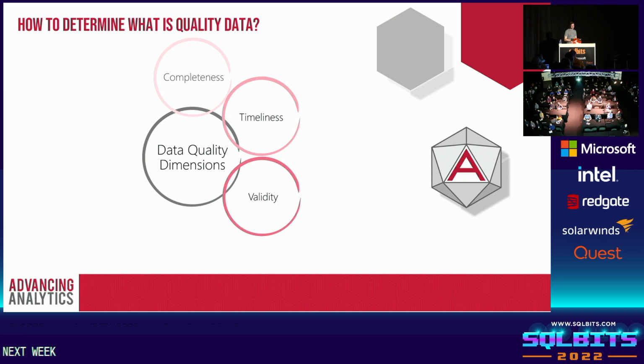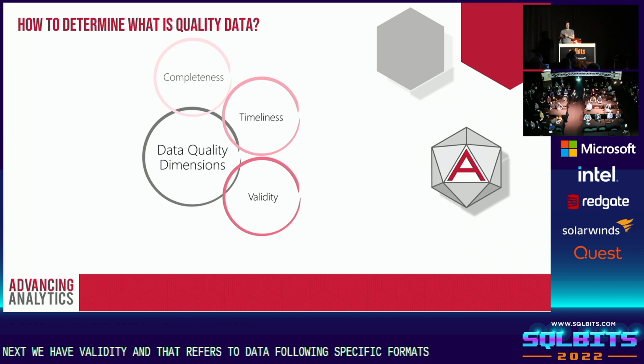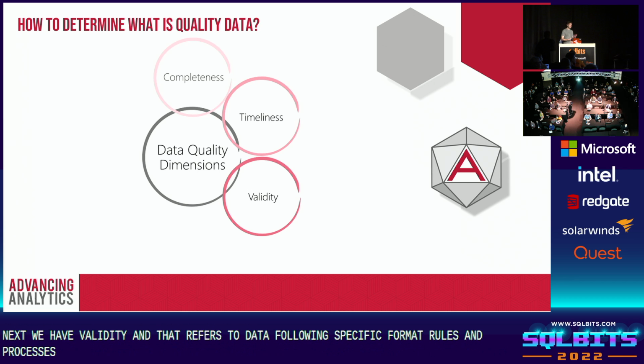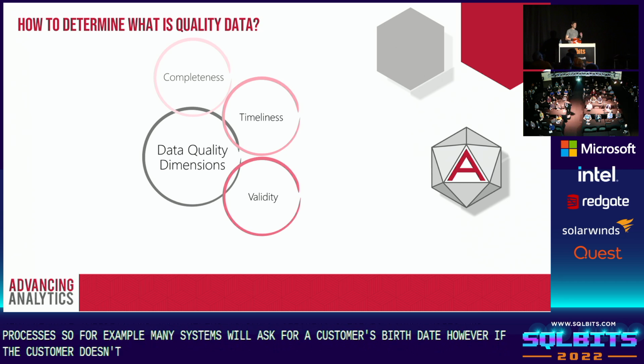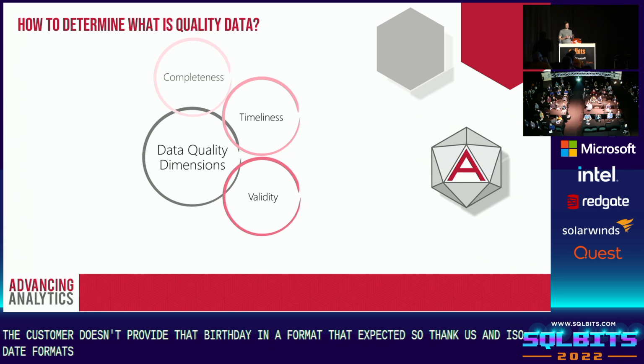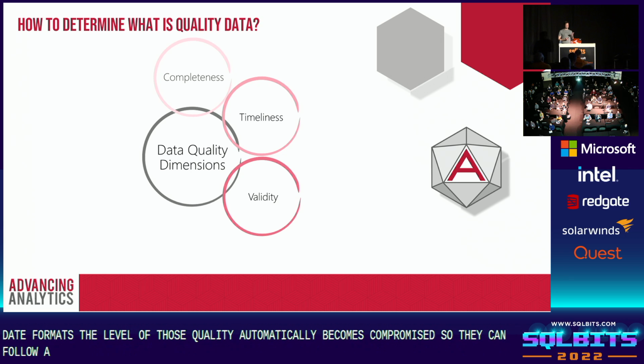Next, we have validity, and that refers to data following specific formats, rules, and processes. So, for example, many systems will ask for a customer's birth date. However, if the customer doesn't provide that birth date in a format that's expected, so think US and ISO date formats, the level of data quality automatically becomes compromised. So if data can follow a particular rule, it can be assessed quite nicely.